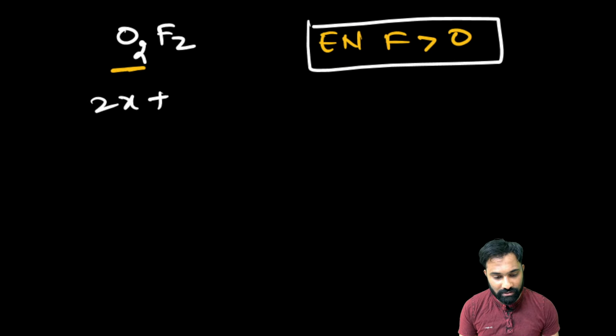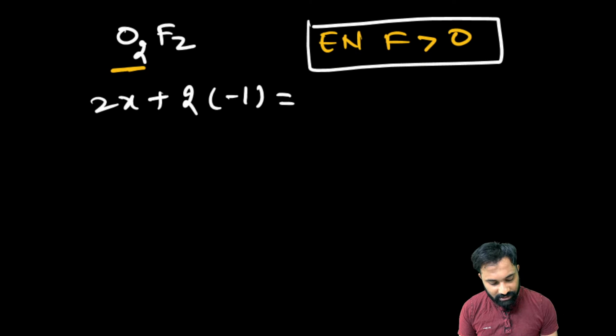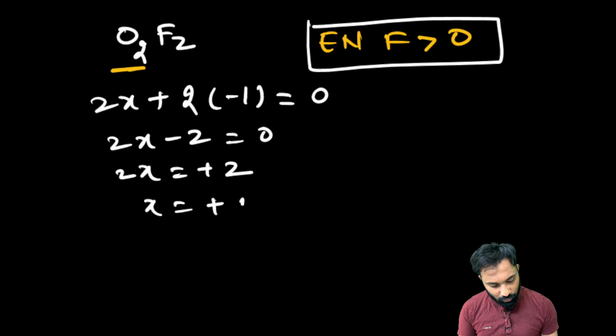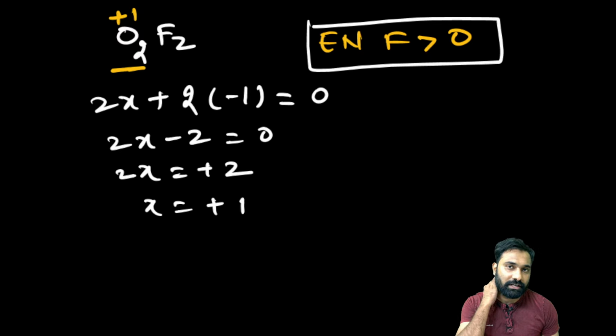If you want to find the oxidation number, fluorine always shows the -1 oxidation state, and the total will be equal to 0. Then 2x minus 2 is equal to 0. If you send the 2 to the left hand side, it becomes plus 2, so x is equal to plus 1. Then if x is equal to plus 1, the oxidation number of the oxygen is plus 2.